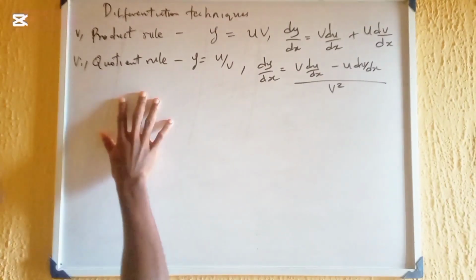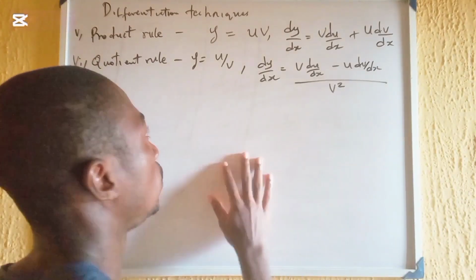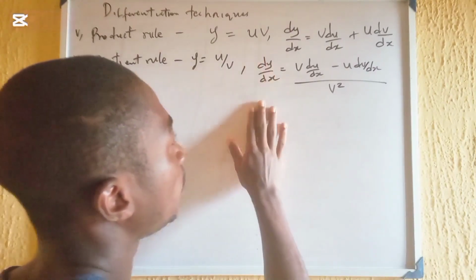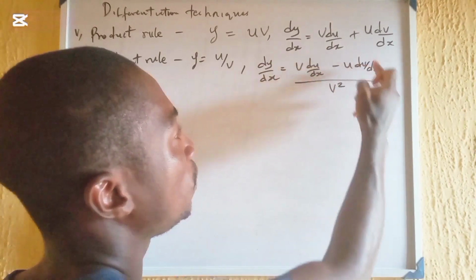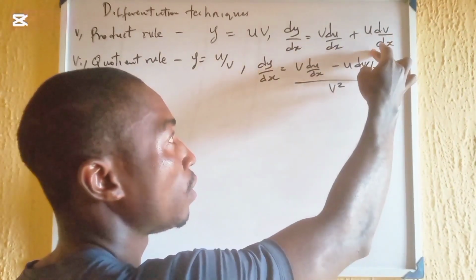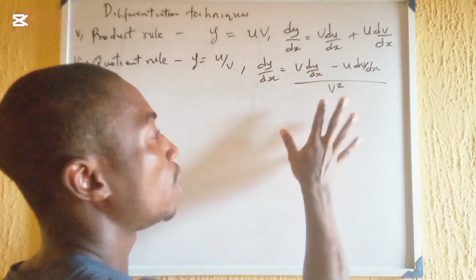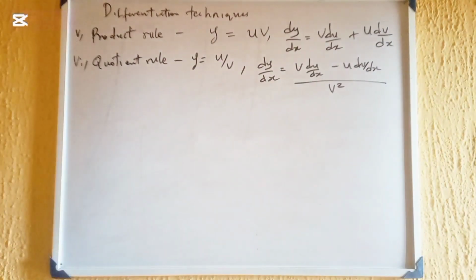Whereas for the quotient rule, if y is equal to u over v, that's quotient means division, then dy/dx is equal to (v du/dx minus u dv/dx) over v squared. Take note, we don't have over v squared here. We just have plus, but here we have over v squared. So let's look at some examples to verify if these rules are correct.